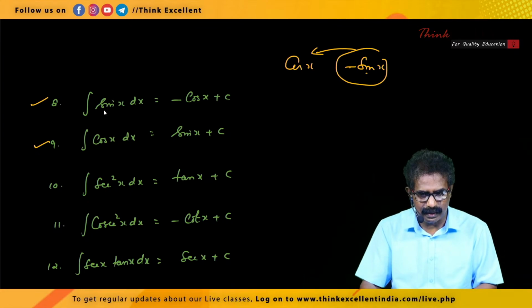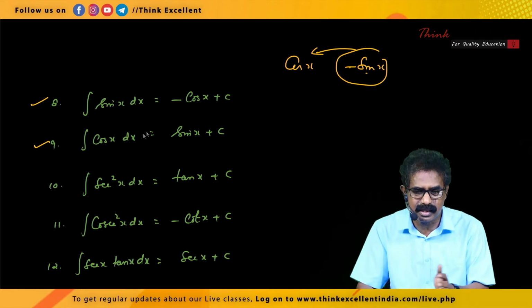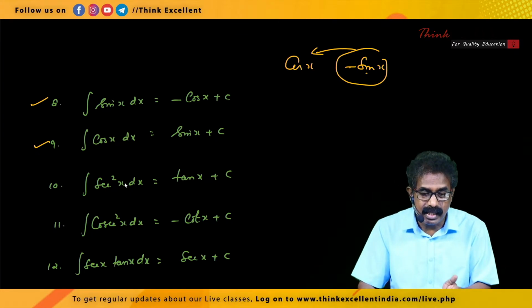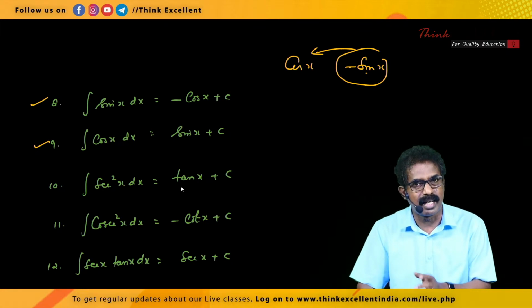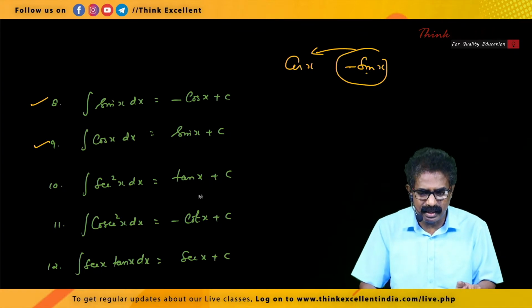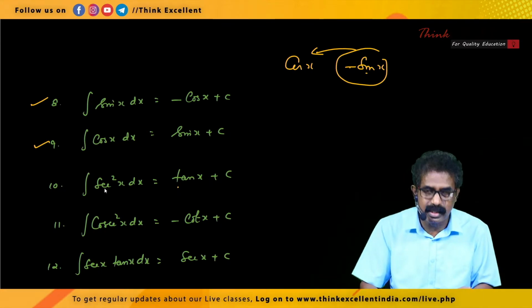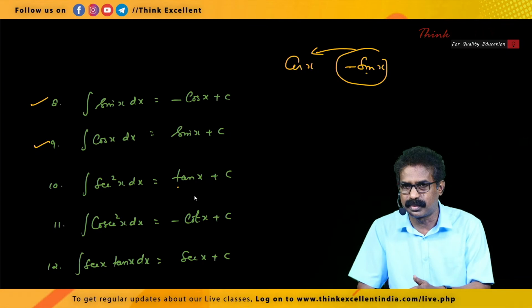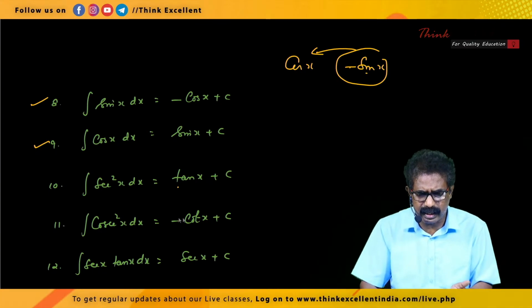Okay, now listen. So sin x integration is minus cos x, cos x integration is sin x, secant square x integration is tan x. Already நான் சொல்லிட்டேன், இன்னைக்கு எல்லாமே direct formula தான். You know tan x derivative is secant square x, right? Tan x derivative is secant square x, அப்போ secant square x integration is tan x. Cosecant square x integration is minus cot x.